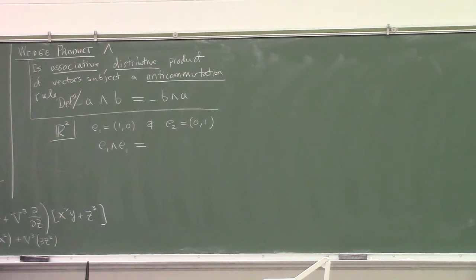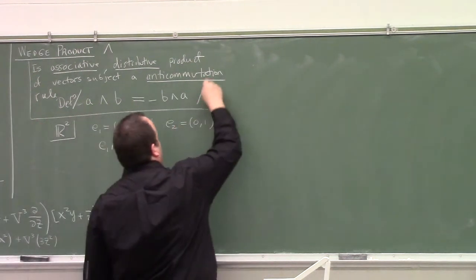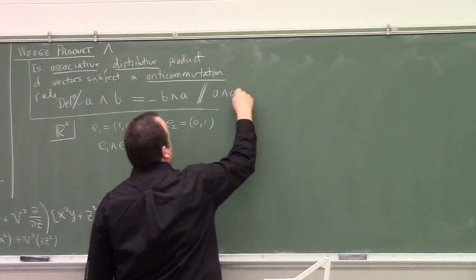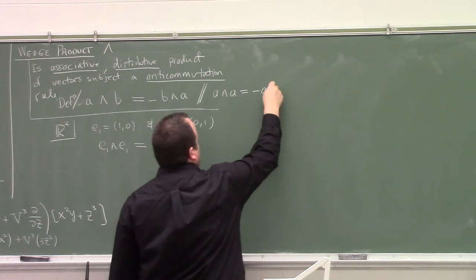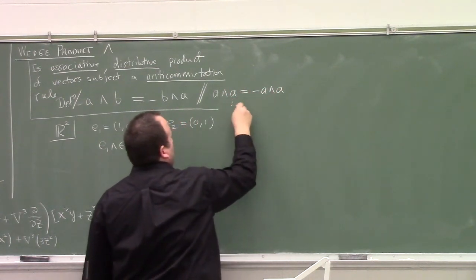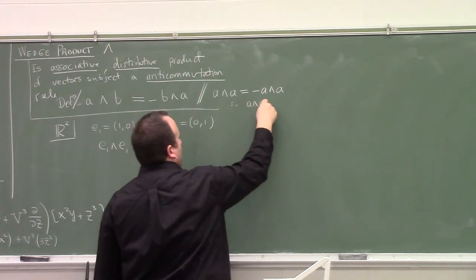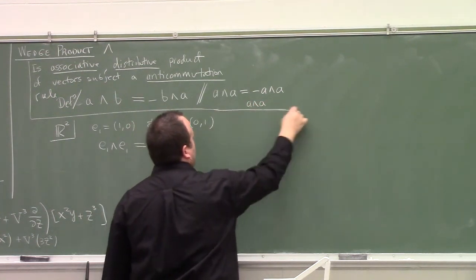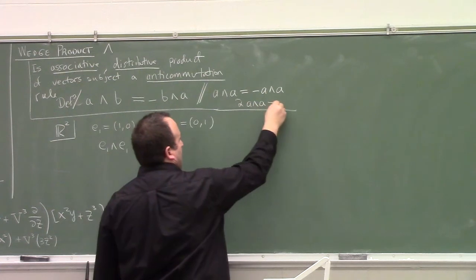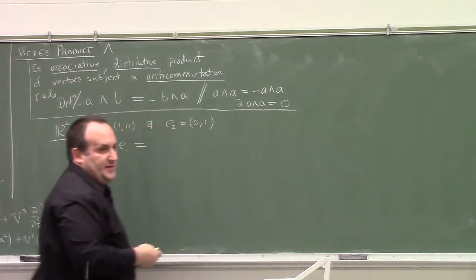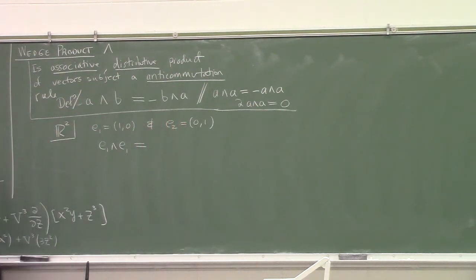I mean, actually, I could have done this back up here at the general level. I could have said, hey, check it out. A wedge A is equal to what? Minus A wedge A. What's that say about A wedge A? It says that 2 times A wedge A is equal to 0, right? Which, as long as you're not working in characteristic 2, implies that A wedge A is 0. We are not working in characteristic 2.